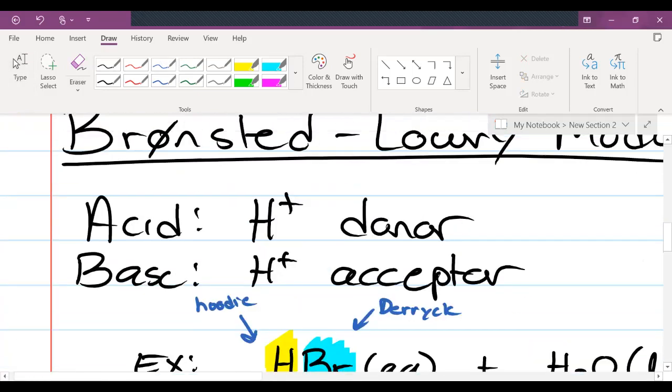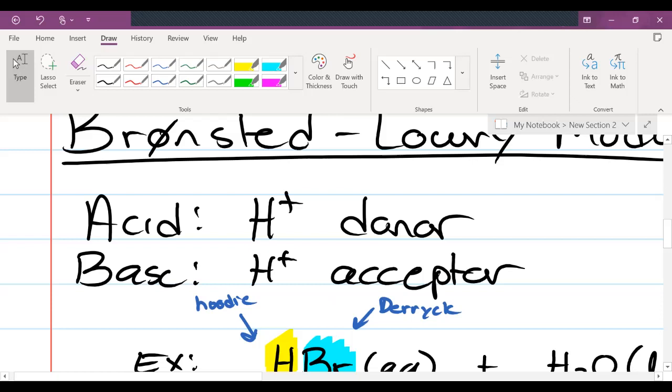Let's go back up here again. What is an acid considered? A donor. What is a base considered? An acceptor. So I'm going to give you this ball. That ball is a hydrogen ion. I gave you my hydrogen. What does that make me, an acid or a base? And you accepted that ball. You accepted that hydrogen ion. What does that make you?